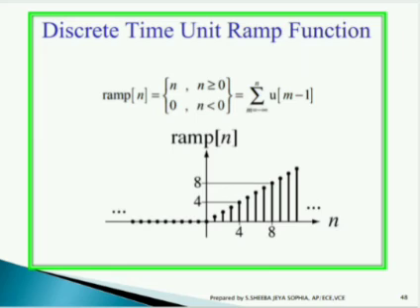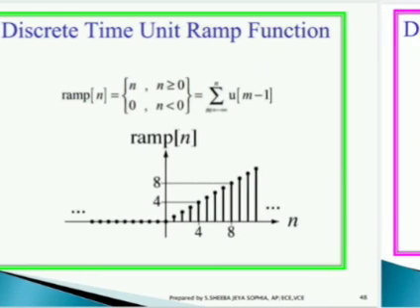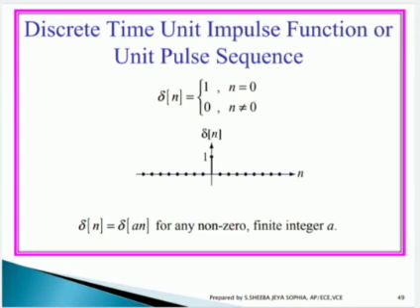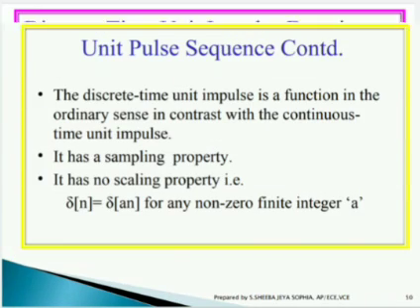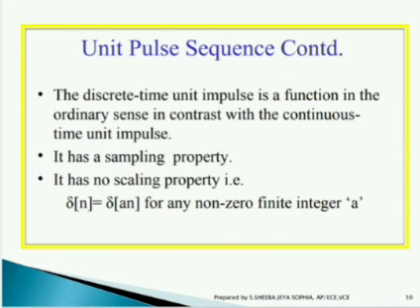And also again the unit ramp function for discrete time signals, r of n is equal to n for n greater than or equal to 0 and 0 for all the other values. Discrete time impulse, del of n is equal to 1 for n equal to 0 and 0 for n not equal to 0. Unit pulse sequence continued. So here del of n has some properties like sampling property, but it has no scaling property, that is del of n is equal to del of an, where the integer a decides the value of the impulse function.